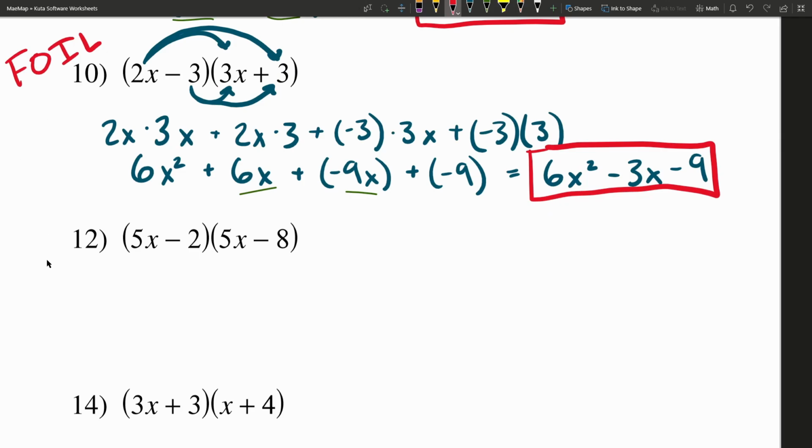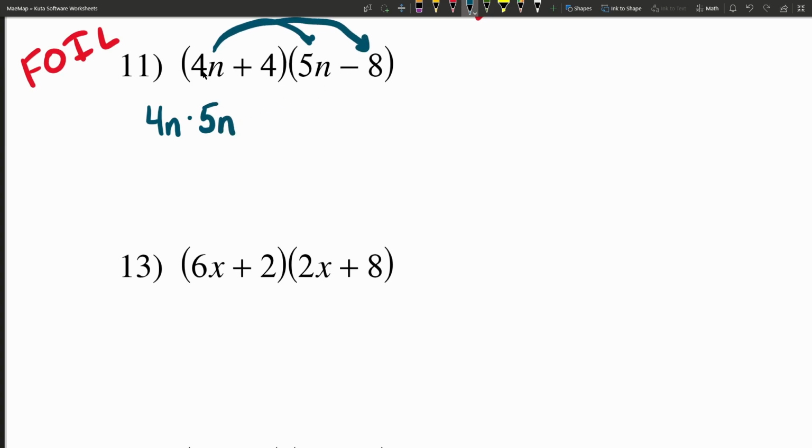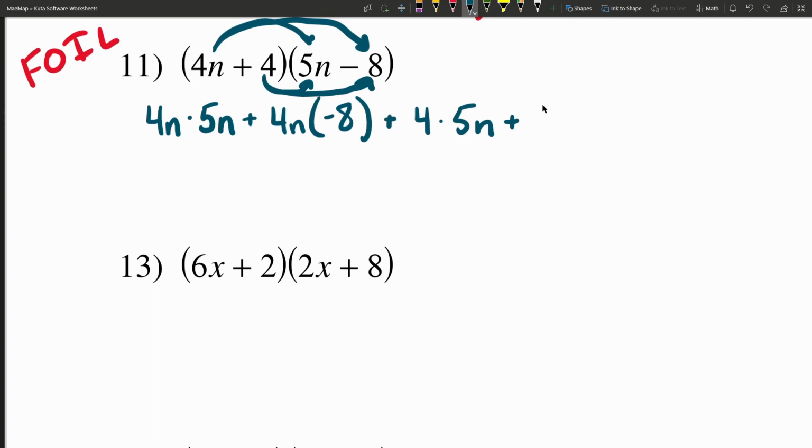Let's move on to number 11. And for this, I have a feeling you already know what I'm going to say. That's right, FOIL, F-O-I-L. So starting with our first terms, 4n and 5n. Then our outside terms, 4n and 8, where that 8 is negative, so 4n times a negative 8. Then our inside terms, 4 and 5n, where both are positive, so 4 times 5n. And then finally, our last terms, 4 and 8, where that 8 is negative, so 4 times a negative 8.